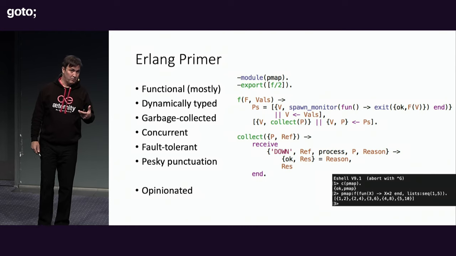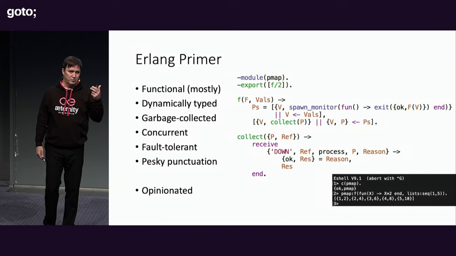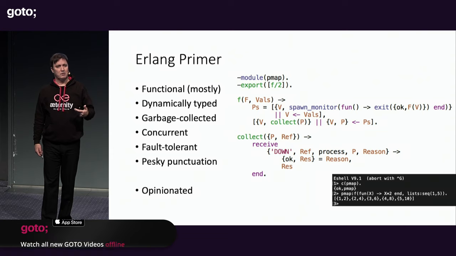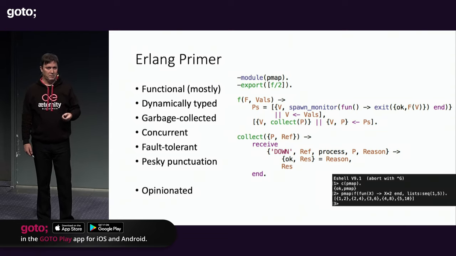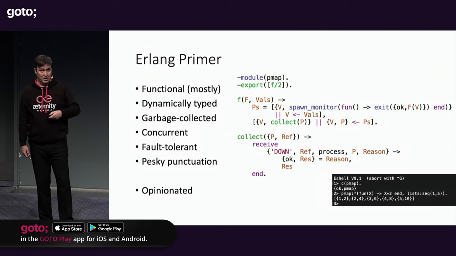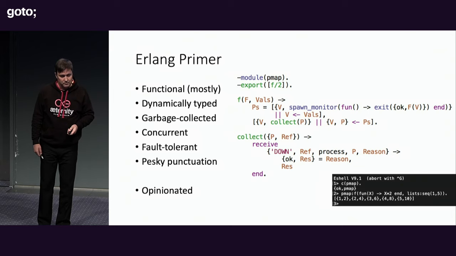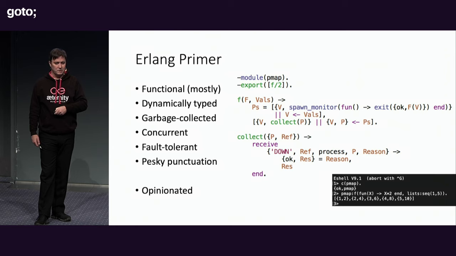So you know that that reply is an answer to your question, but also you have a supervision. So if that process dies trying to provide a reply, you get an immediate notification. So this is extremely useful and allows you to write very robust code. Now, that was Erlang in one slide.